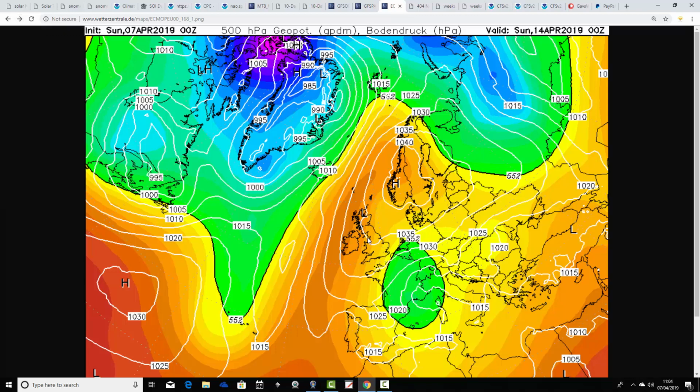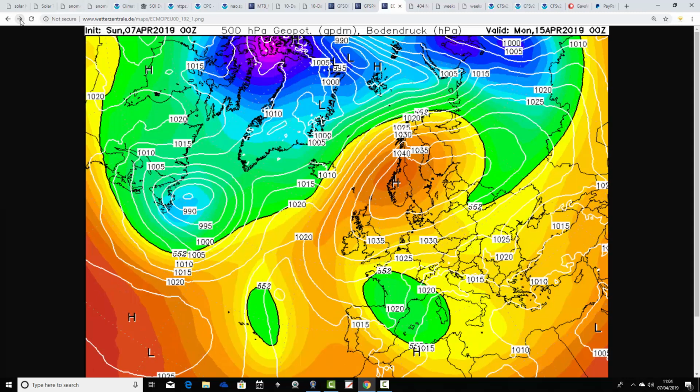Western Scotland, Northern Ireland, northwest England, West Wales, southwest England, that's going to be the place to be, I would have thought, with this weather pattern. Should be reasonably dry and potentially quite warm in the sunshine too. That takes us up to Monday the 15th of April.